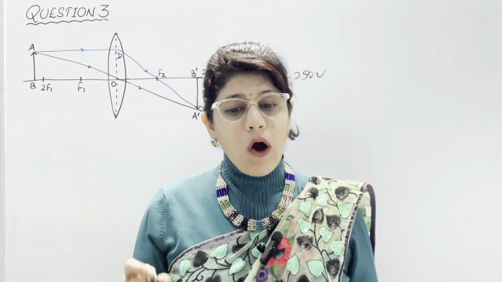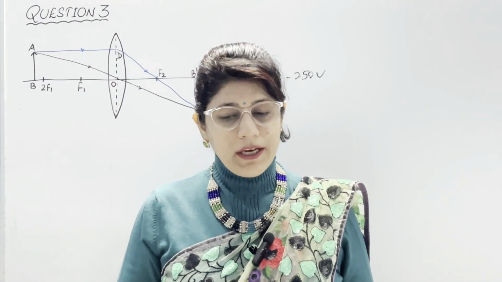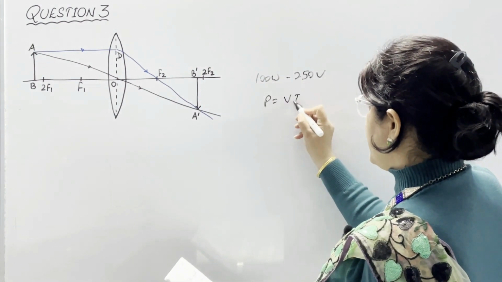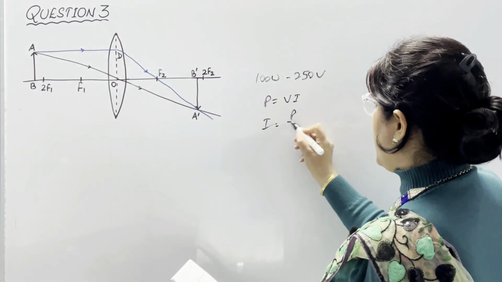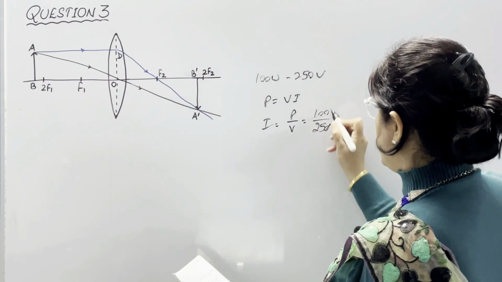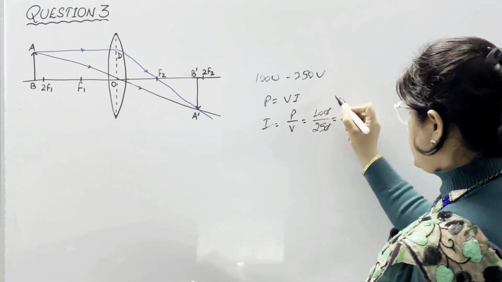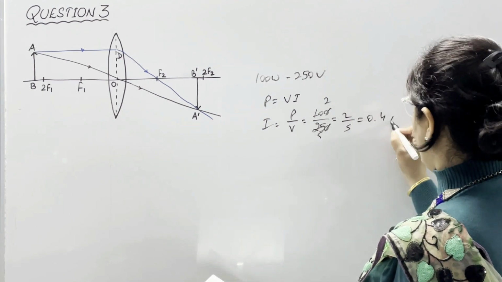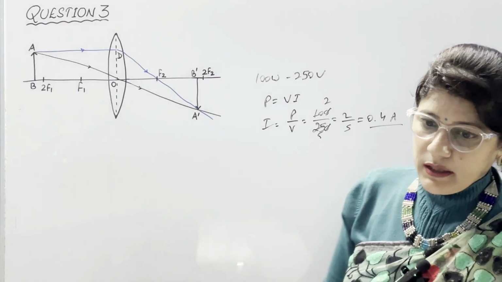In B part, how much current will the bulb draw if connected to 250 volt supply? We know the formula. P is equal to VI, for current, P upon V. P is given as 100 and V is given as 250. Now 2 and 5, 2 upon 5, it means 0.4 ampere is the current drawn.